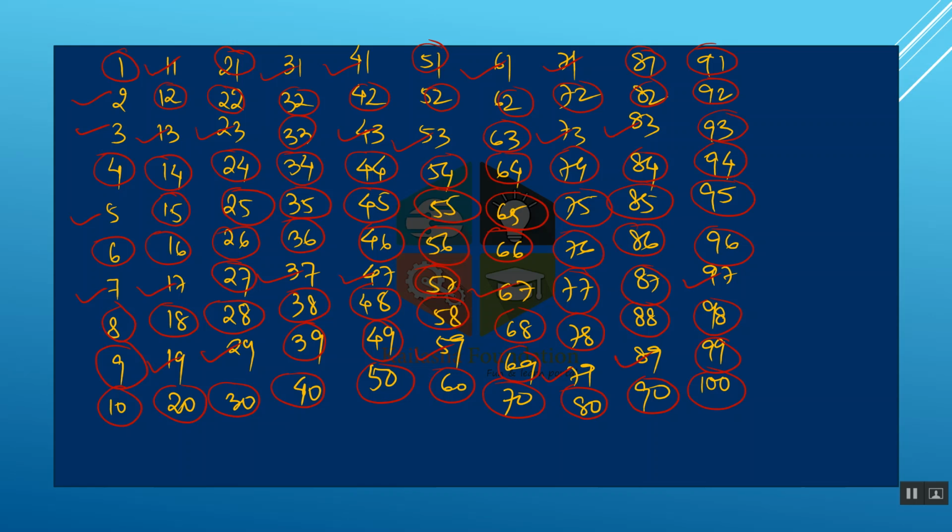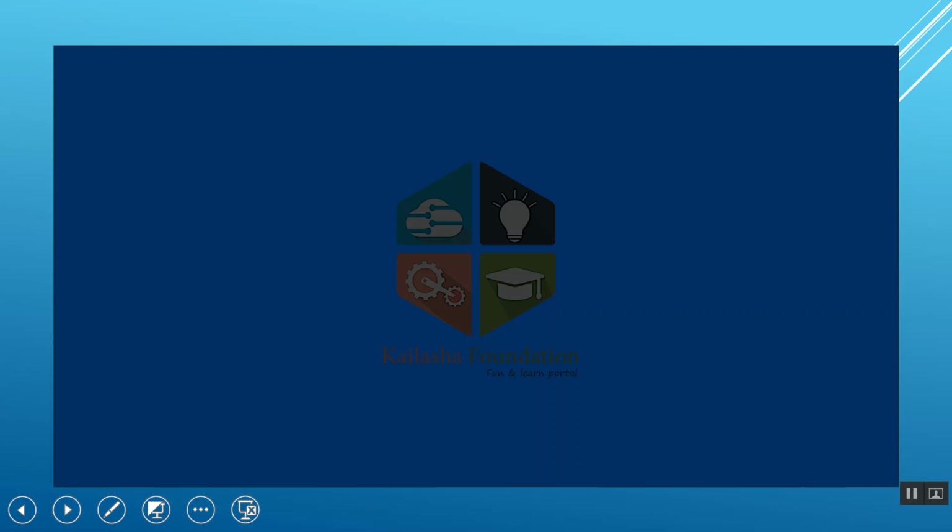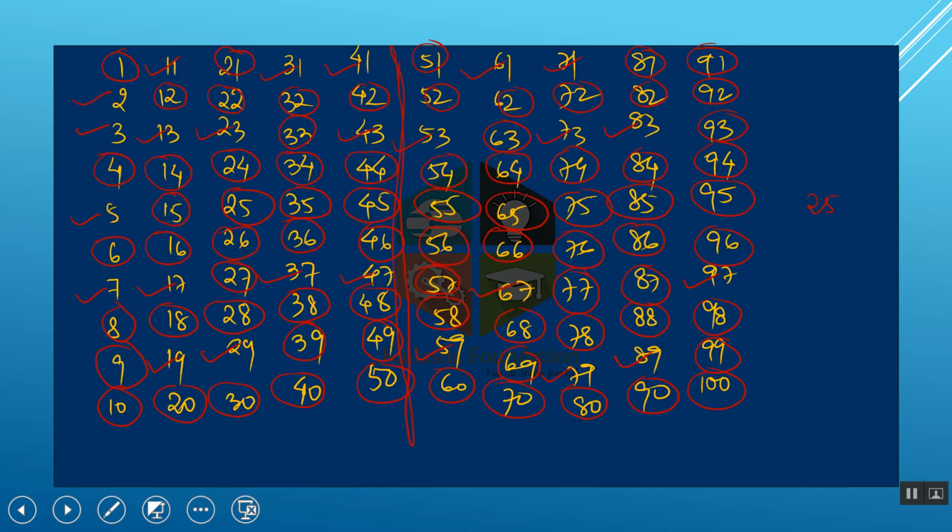How many primes are there from 1 to 100? 1, 2, 3, 4, 5, 6, 7, 8, 9, 10, 11, 12, 13, 14, 15. From 1 to 50 there are 15. Thereafter 16, 17, 18, 19, 20, 21, 22, 23, 24, 25. 25 primes from 1 to 100. From 1 to 100 there are 25 primes, and from 1 to 50 there are 15 primes.